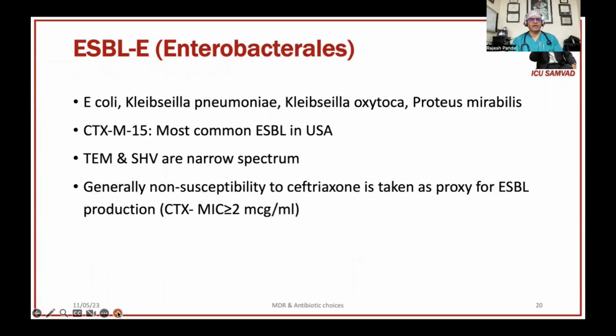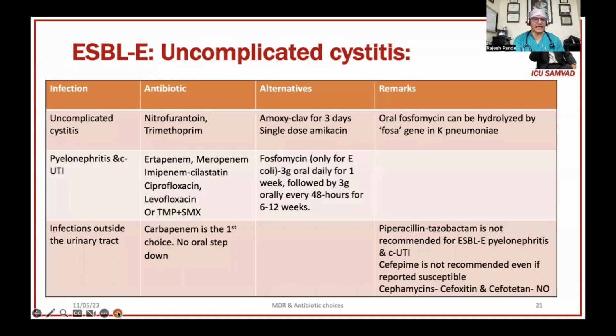So the first bug is ESBL producing Enterobacterales, which include E. coli, Klebsiella pneumoniae, Klebsiella oxytoca, and Proteus mirabilis. And the most common resistant mechanism in the US here is CTX-M-15. That is the ESBL. TEM and SHV are also there, but they are narrow spectrum. So generally, when the ceftriaxone MIC is more than 2 microgram per mL, and the bug is non-susceptible, this is taken as a proxy for ESBL production by the labs.